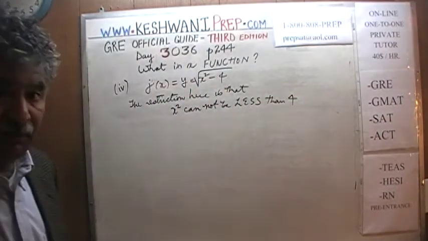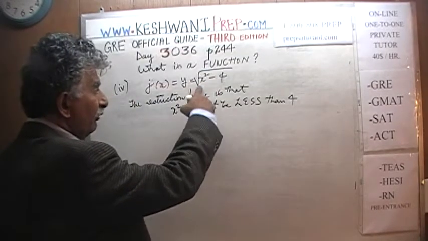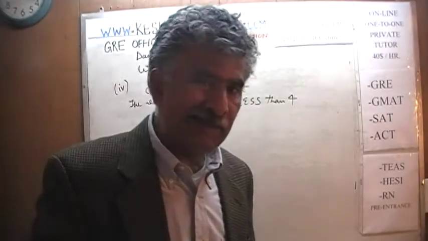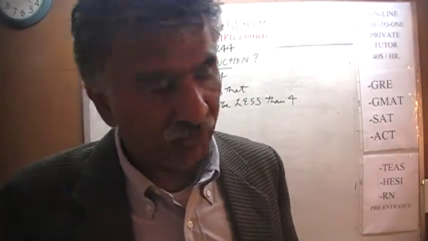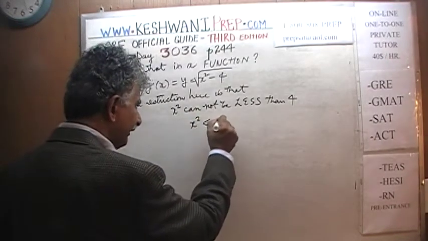x squared can certainly be equal to 4. If x squared is equal to 4, 4 minus 4 is 0, and we take the square root of 0, which is 0. So that is possible. That's permissible. But it cannot be less than 4, x squared, that is. Do you understand? The restriction here is that x squared cannot be less than 4.